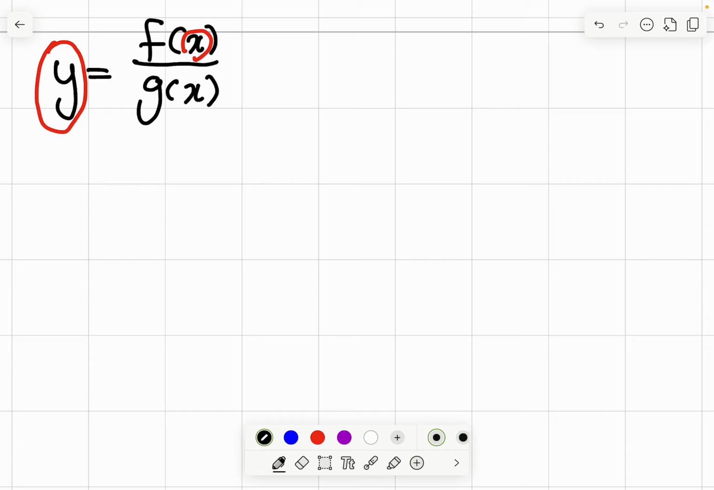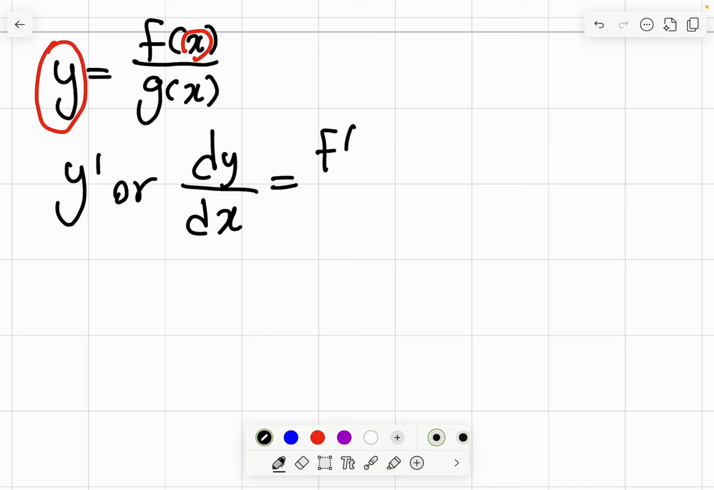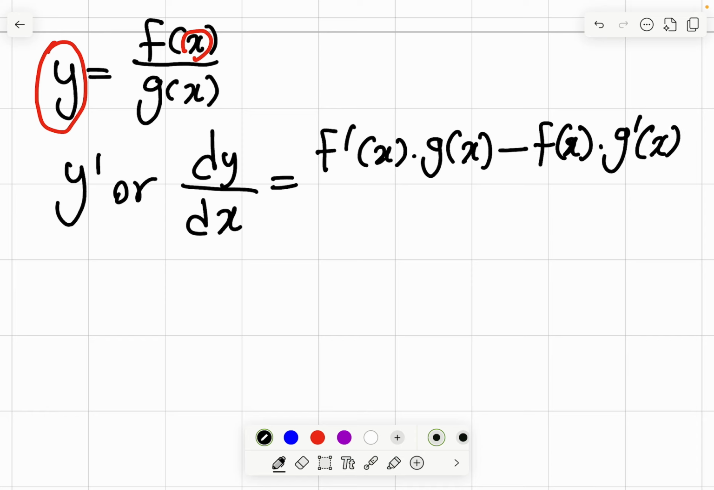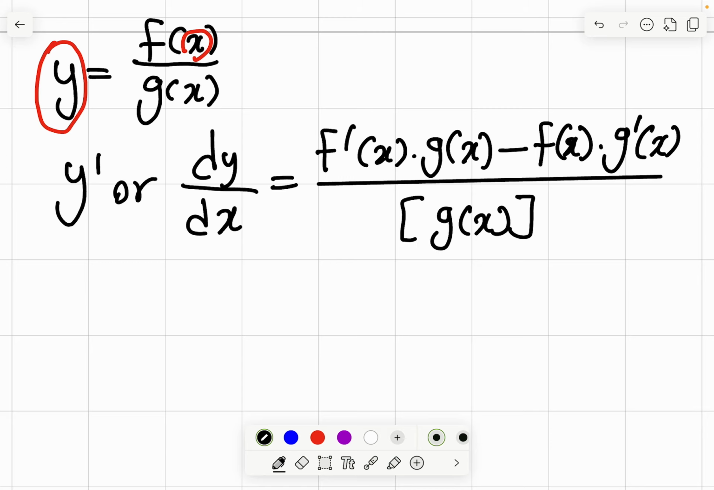You can say y prime, or you can say dy over dx equals to, you derive that thing. You are going to have f prime of x multiplied by g of x minus, you keep the first function, then you multiply by the derivative of the bottom function. Therefore you still square the bottom function, all squared.